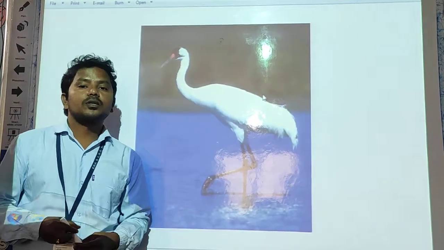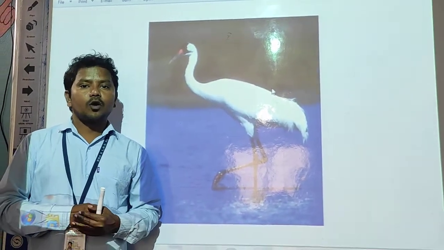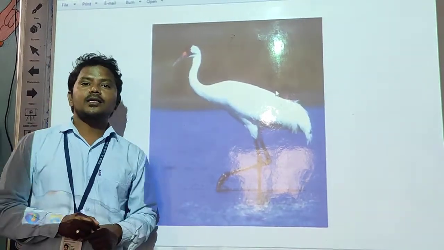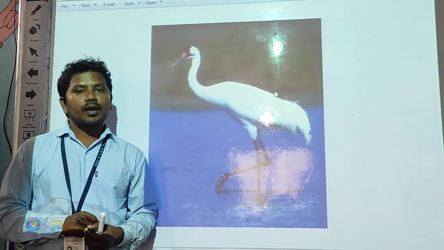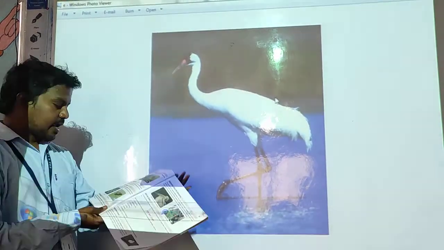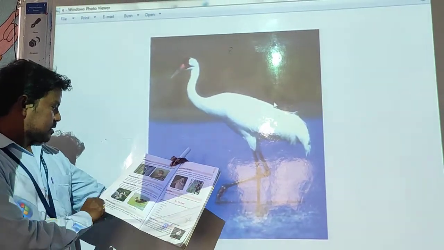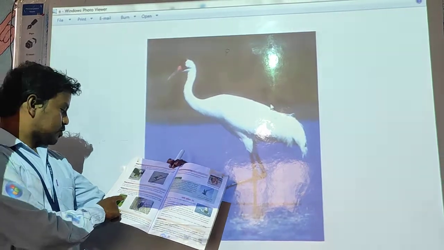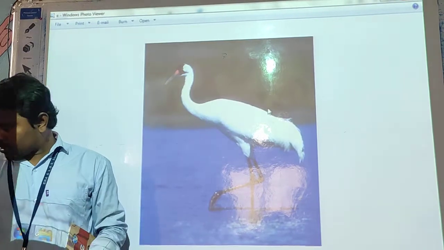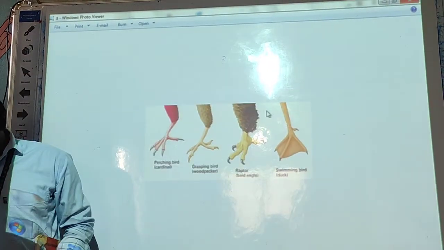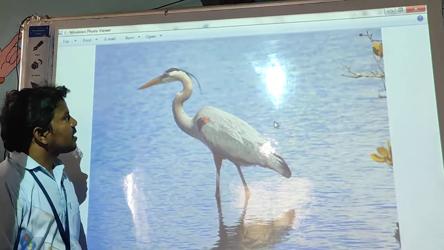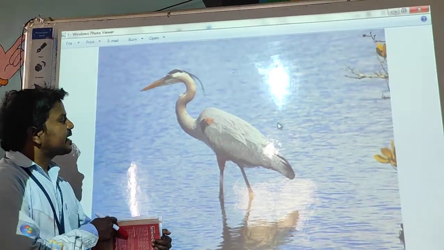Today we are going to learn about wading birds. Here you are seeing the picture of a crane. Crane is also an example of a wading bird. And herons. Next picture you are going to see herons. See, this is the heron. What is the difference between the crane and heron?